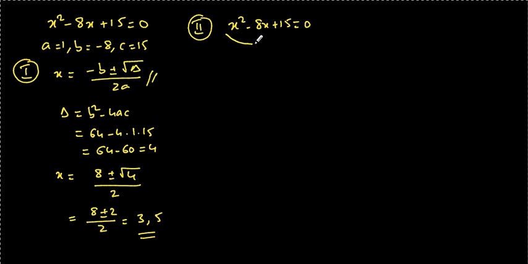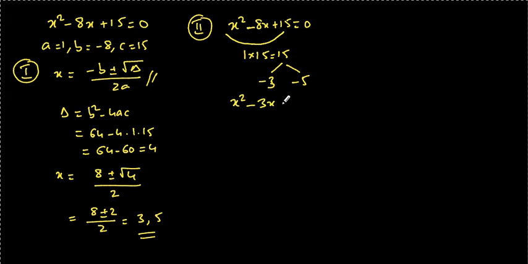you multiply coefficient of x² and the constant. So we get 15. You factorize this 15 into two factors whose sum is b, the coefficient of x. So I need to factorize 15 into two factors such that their sum is minus 8. So the way that it can be done is minus 3 and minus 5.